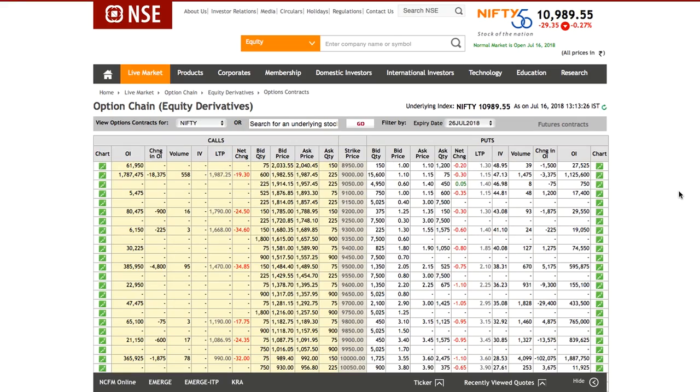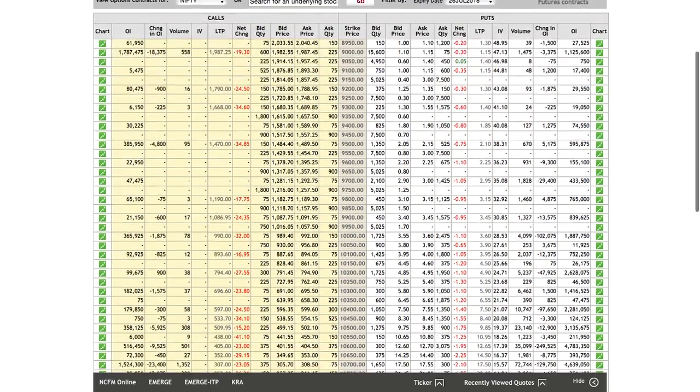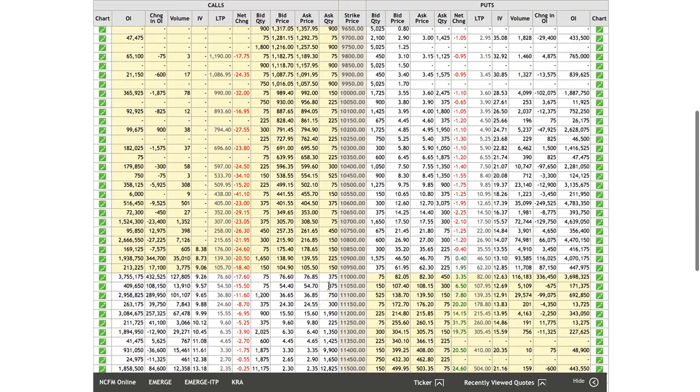Okay, this is a live option chain of Nifty. Nifty is an Indian stock market index. We are in the middle of trading hours. Right now it's 1:13 as you can see here. This is the current spot price. So we are very close to a strike price of 11,000. And let's see the action on 11,000.